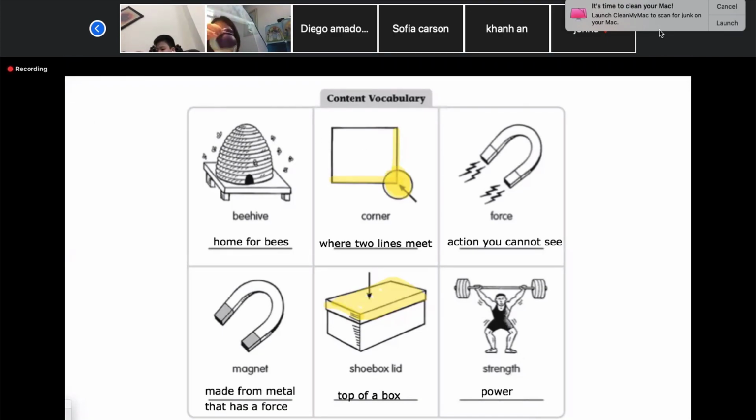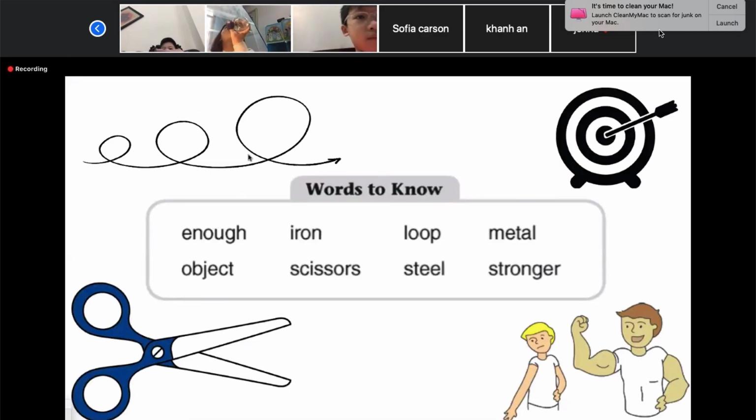Okay, does anyone have any questions about our vocabulary words? No? All good? Okay. So, we're going to go over some other words to know quickly.